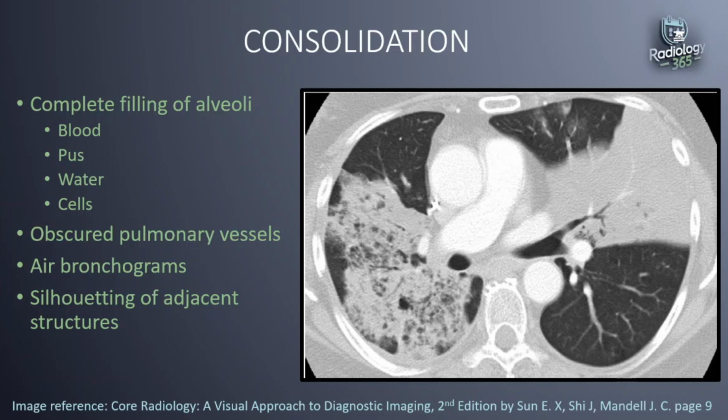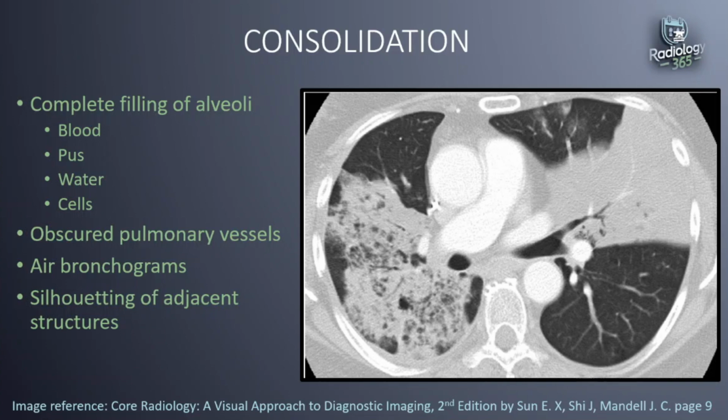When you have consolidation, because the density is going to be similar to the vasculature, you would have the pulmonary vessels being obscured. And when the bronchi and the terminal bronchioles, in fact, when the airway is still patent, you would have these linear lucencies within the opacification, what we call air bronchograms. They represent the still patent bronchioles and bronchi within the consolidation.